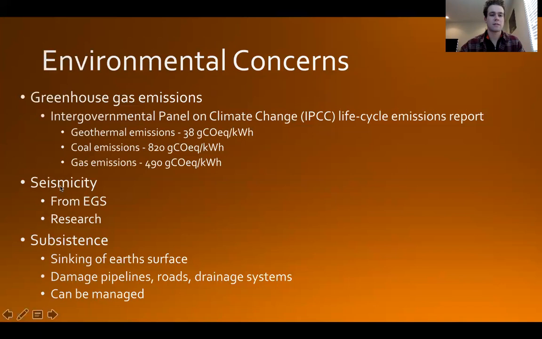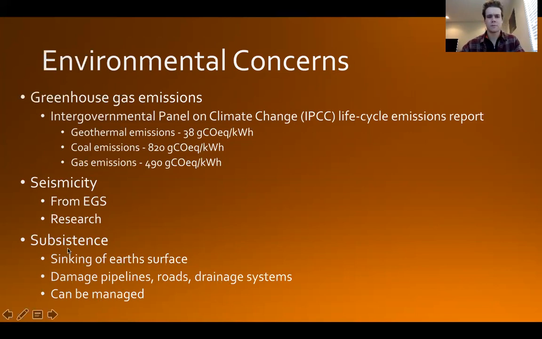And then also seismicity. So like I said, from the enhanced geothermal systems, injecting that pressurized water underground has created earthquakes in the past and has the potential to create earthquakes in the future. So there is a good amount of research being done on how to mitigate this. So that'd be like the main environmental concern.